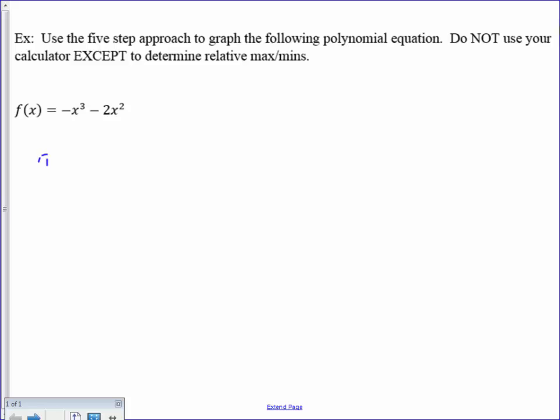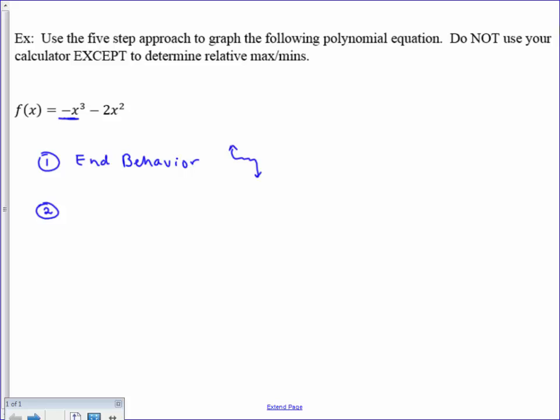So first step here, leading term test. So basically we want to determine the end behavior. So in this example, look at the leading term, which in this case is negative x to the third. We notice that there is a negative value in the front and we have an odd exponent. And so the end behavior is going to be that the left-hand side goes up and the right-hand side goes down. This is something that we know from prior lessons.